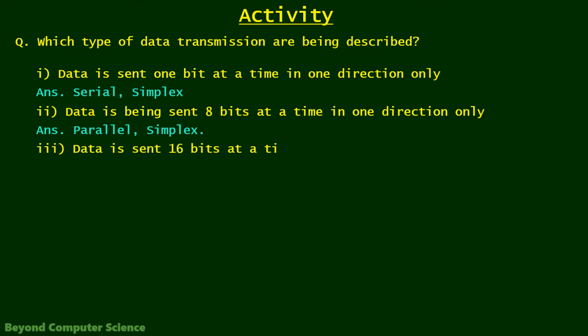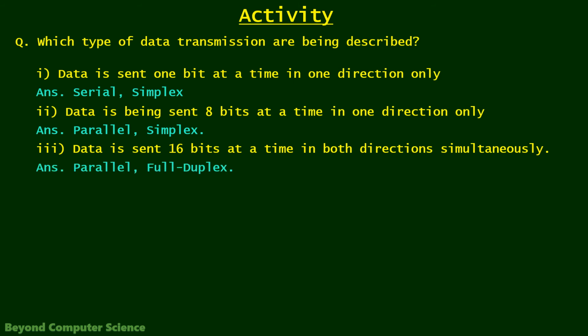Third question is, data is sent 16 bits at a time in both directions simultaneously. Answer is parallel and full duplex. This represents parallel full duplex transmission because 16 bits are being sent in both directions simultaneously. Both directions makes it duplex. Okay, and if it is happening simultaneously, it is full duplex.